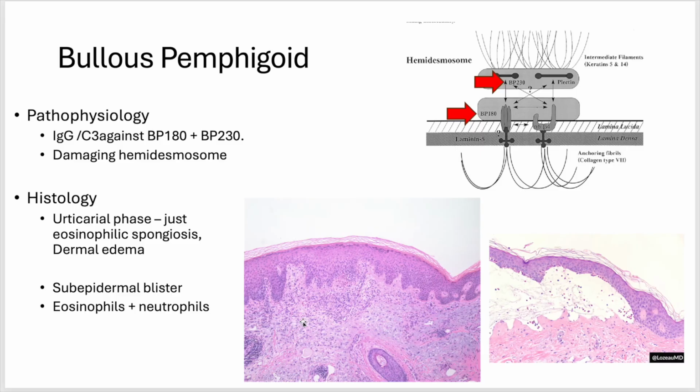On histology, if you catch the lesion early, like we mentioned, in the urticarial phase or prodromal phase of bullous pemphigoid, you might just see some eosinophilic spongiosis and some papillary dermal edema. That's just the urticarial phase. Without clinical information, you may call this urticaria. But when the lesion progresses, you will see a subepidermal blister, often filled with eosinophils and some neutrophils.